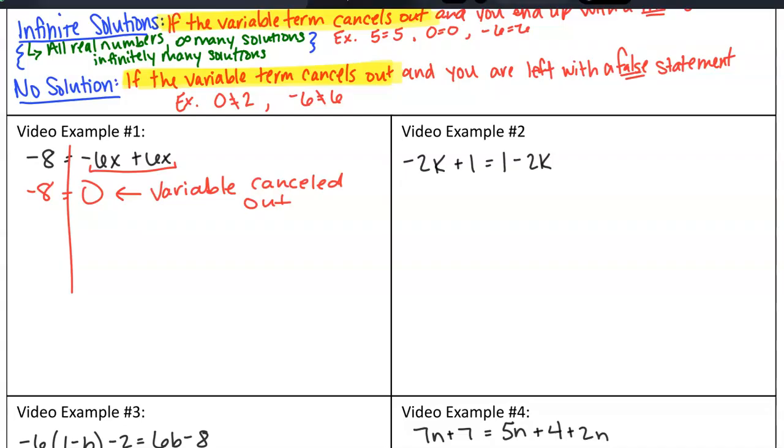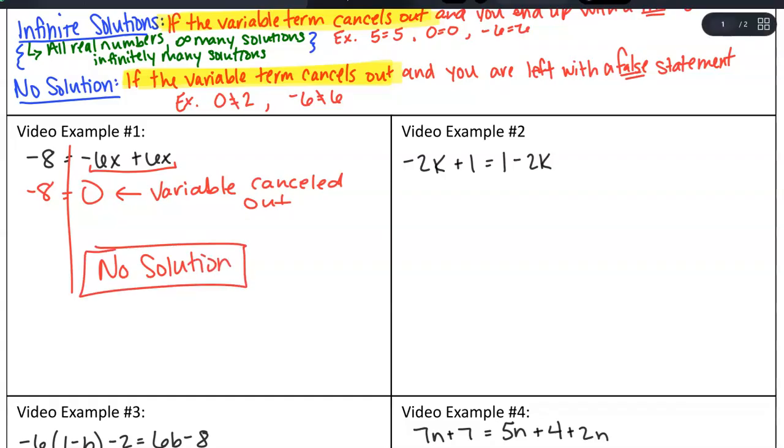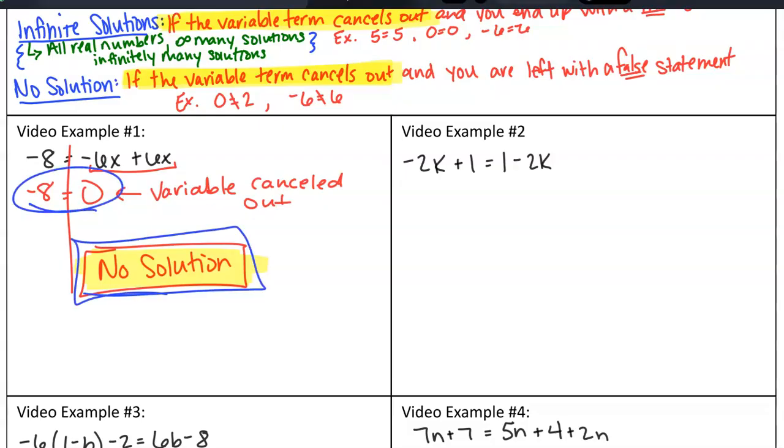So I asked myself, does -8 equal 0? Well, no, because if you have $0 in your bank account versus being in the negatives, that is very different. So no, that is a false statement, so your answer is no solution. And that is the answer. So I'm looking for these words. Yes, I need to see this, but this is the answer.